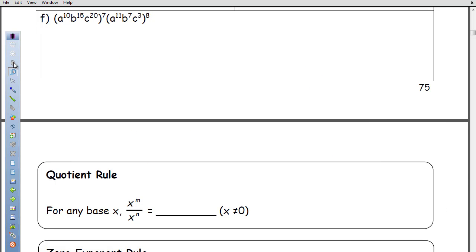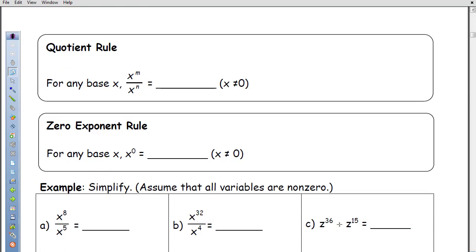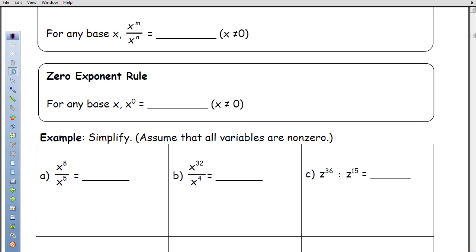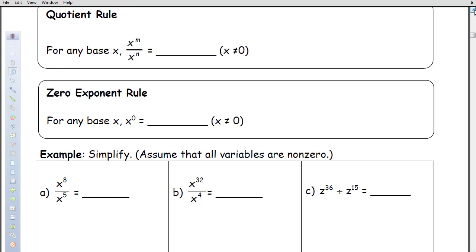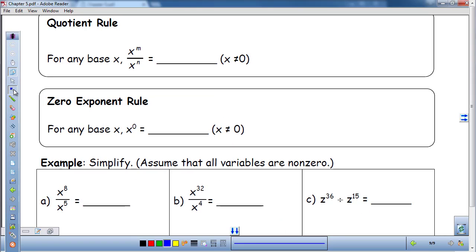Okay, so we have our quotient rule. If we have the same base x, okay, we can write or reduce x to the m over x to the n by subtracting the exponents. So we get x to the m minus n. Okay, x to the m minus n. And of course, this works for all real numbers except x equal to 0. Okay, it doesn't work for 0.